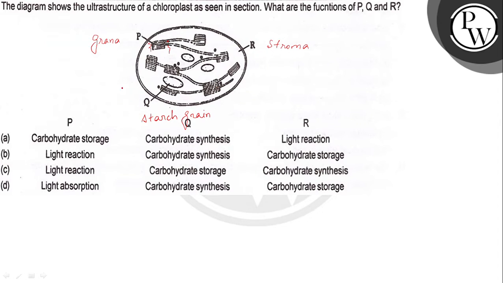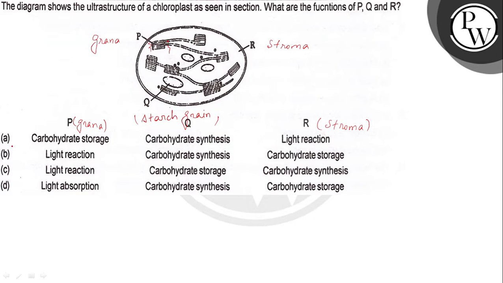Now we'll have to match the functions. The first option says that grana, that is P, is responsible for carbohydrate storage. Okay, I'll write it in a different manner for you. P is grana, Q is starch grain, and R is stroma. Now let's match the functions.